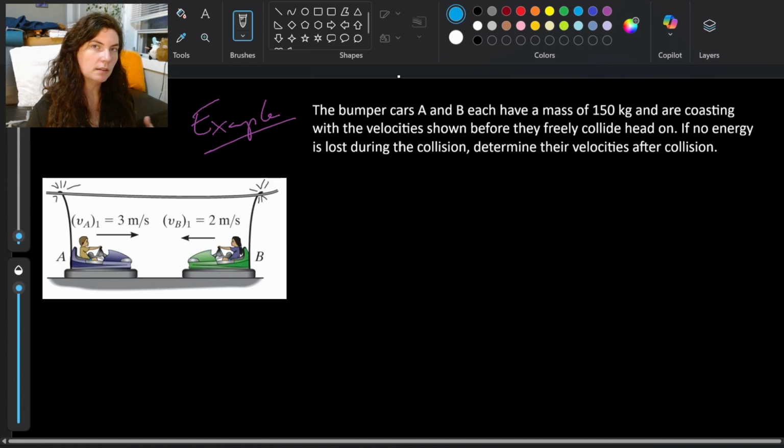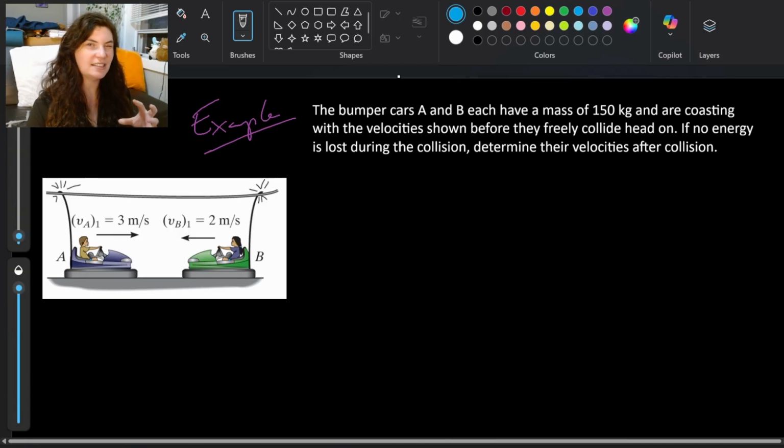Let's take a look at another example where we've got something kind of similar and kind of different at the same time for this application of conservation of momentum. So here we've got two bumper cars A and B, that each have a mass of 150 kilograms and are coasting with the velocity shown before they freely collide head-on. No energy is lost during collision. Determine their velocities after collision.